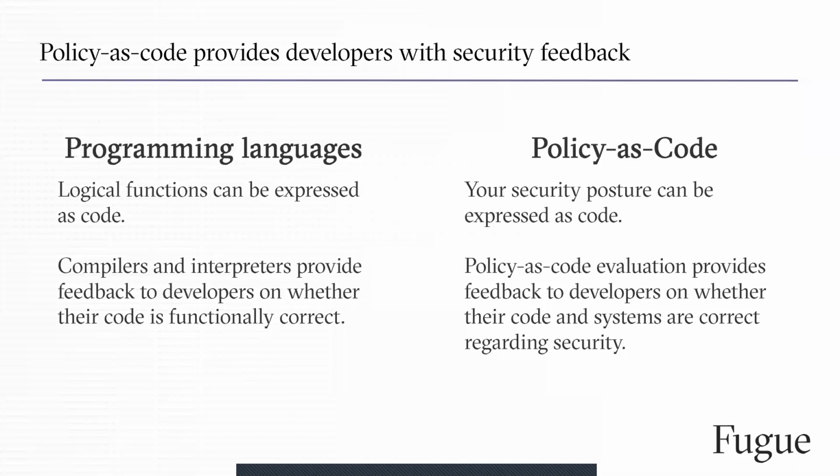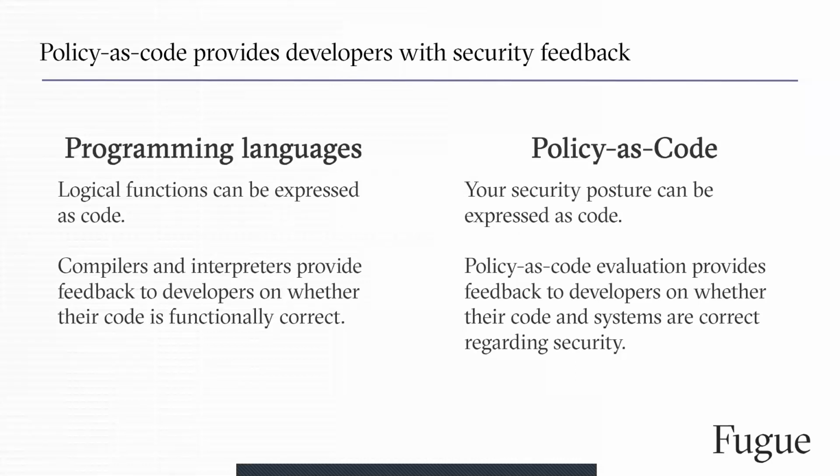Policy as code is an assertion. In OPA, it's a declaration of what the security posture shall be. And so your security posture can therefore, in OPA using Rego, be expressed as code. So policy as code evaluation, if done early in the software development lifecycle, which is what we have implemented and advocate at Fugue, actually we do it all the way through the software development lifecycle at Fugue, will tell developers the same way your compiler or interpreter tells you whether you're doing your logic right.